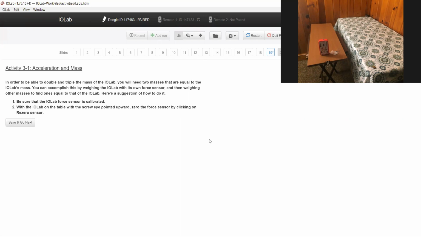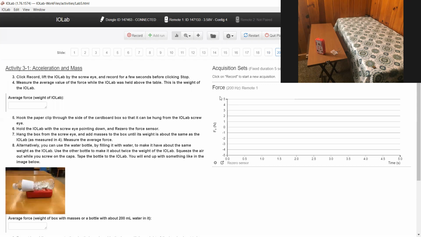Let me turn it on if it's already off. No, sorry, that was the border. No, it's not in this one, so it might be in the next one. So click on save and go next. Okay, we can re-zero the sensor. Then we have to get the weights that will change the force.